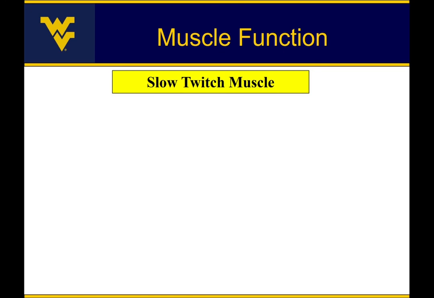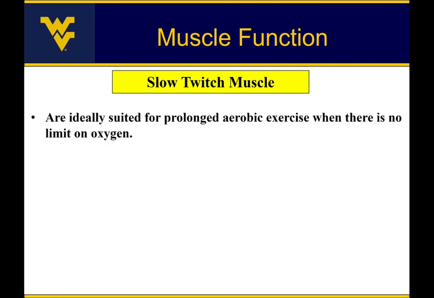The second muscle we'll consider is the slow twitch muscle. The slow twitch muscle is composed of slow twitch fibers and is specifically organized to produce low force contractions that can be repeated over a long period of time, making slow twitch muscles ideally suited for prolonged aerobic exercise when there is no limit on oxygen delivery.